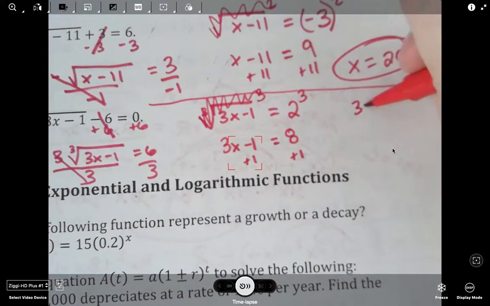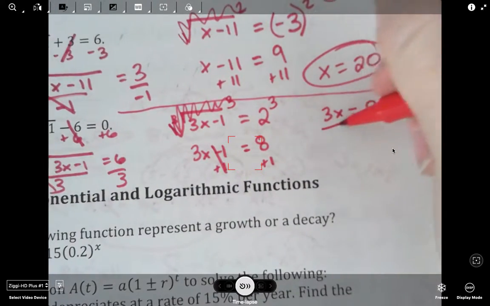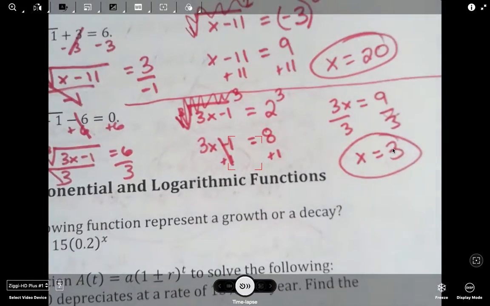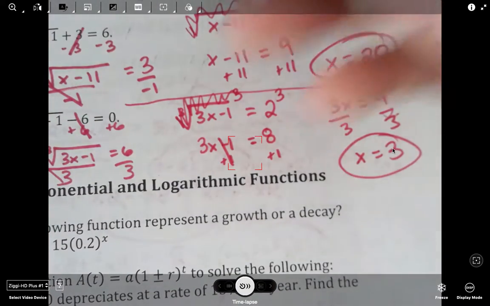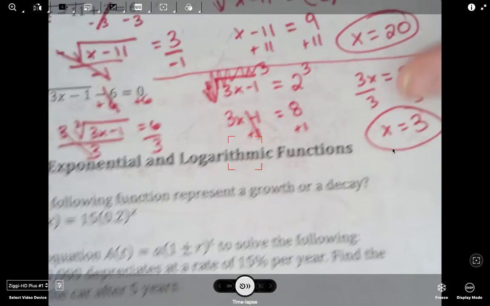Then there's just basic algebra from here. Add 1, so I have 3x equals 9. Divide by 3, x is 3. And again, you can plug that back into the equation if you get stuck, or if you want to check.